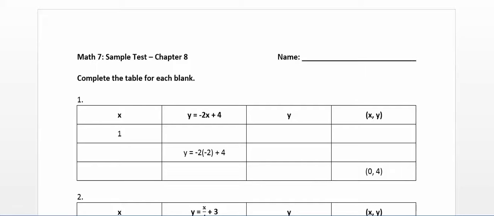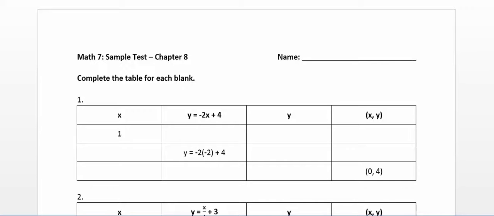This video is the answer key for the sample test for Chapter 8. Upon completion of watching the video and correcting your answers on the sample test, you will need to go on to Study Island and take the assigned assessment for Chapter 8.